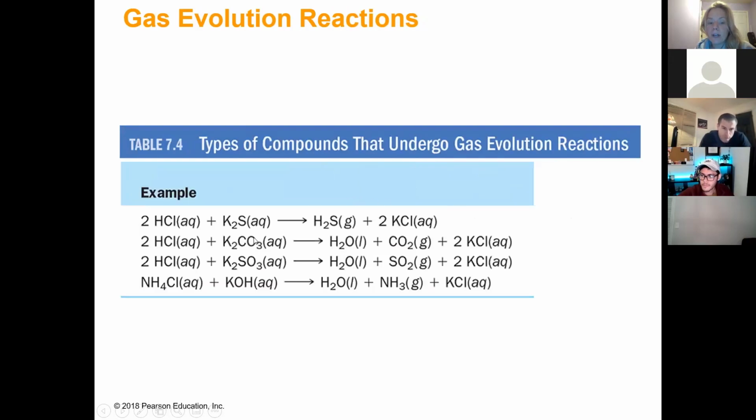This is a little bit above your pay grade. So for gas evolution reactions, all I really want you to know is that you have something that's aqueous and then bam, a gas pops out. It's just an identifier. Just be able to identify that that would be a gas evolution, but I don't expect you to write products or anything like that.